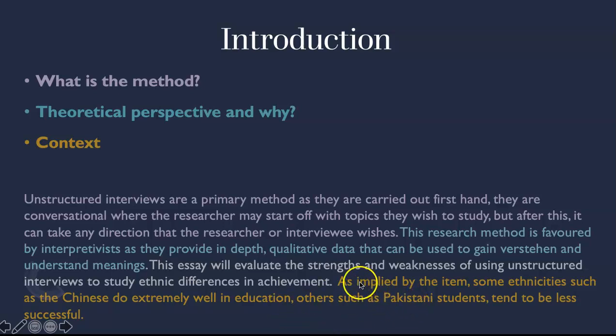Now, I haven't quoted it, because it doesn't exactly say it. So I've used the word implied by the item. Some ethnicities, such as Chinese, are extremely well in education. Others, such as Pakistani students, tend to be less successful. Okay, so because the item doesn't explicitly say that, I can't quote it, so therefore I can't say stated. But by all means, put this on pause and have a little read through. It might be worth comparing to your one as well.